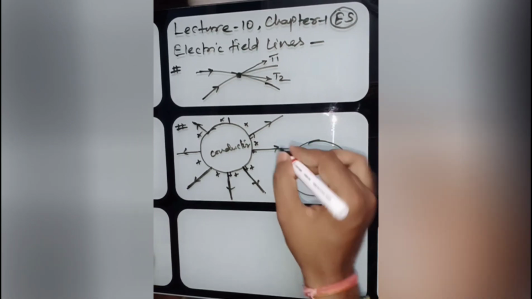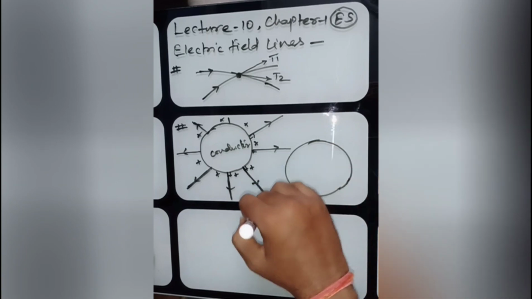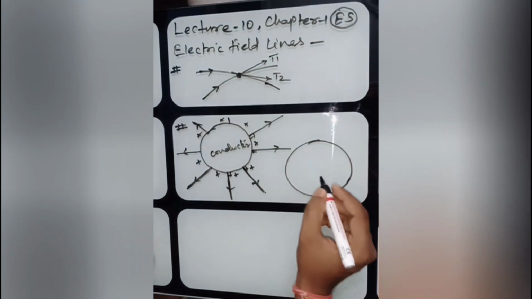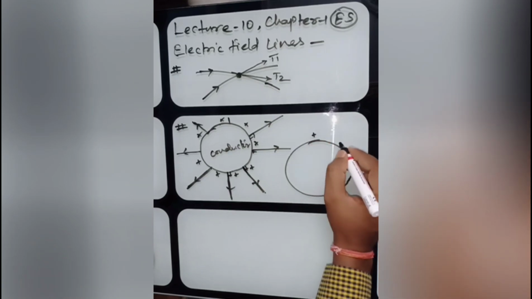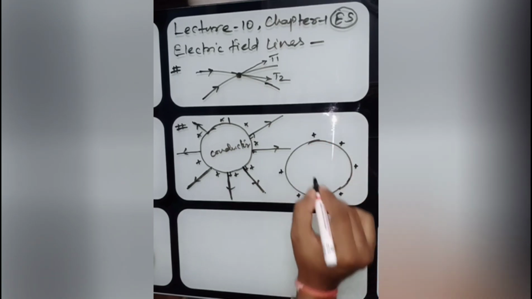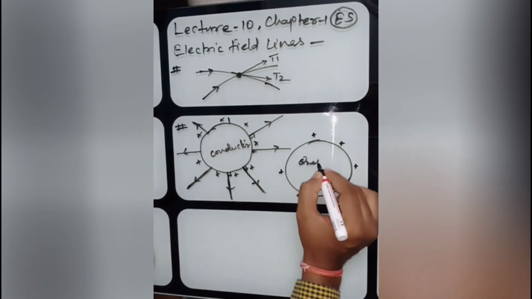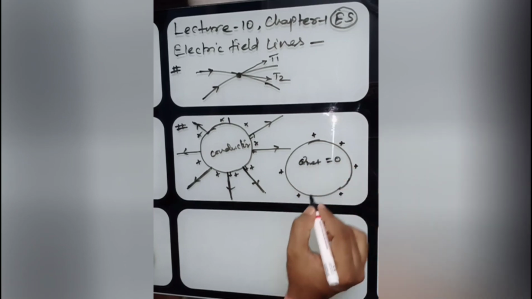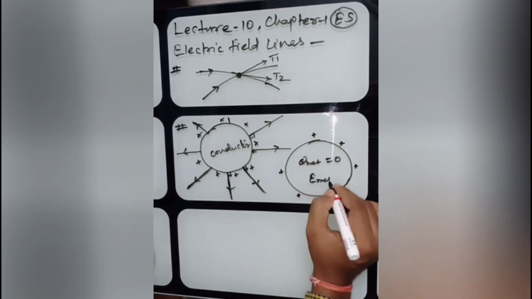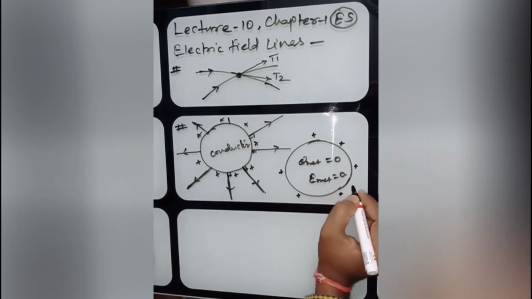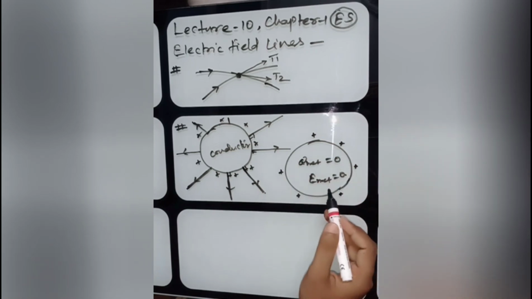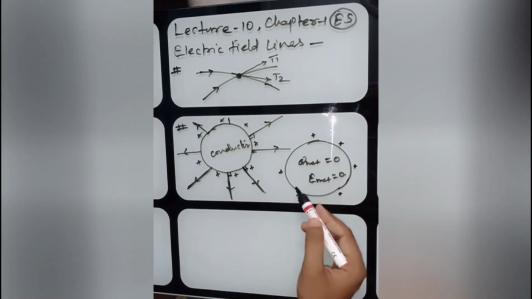But here try to remember that inside the conductor, if it is positive charge, here the Q net inside must be 0, and if there is no net charge, the net electric field will also be 0. So this is the concept. The electric field inside the closed conductor must be 0, and the net charge also 0.